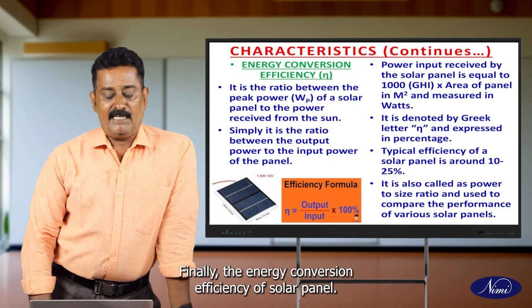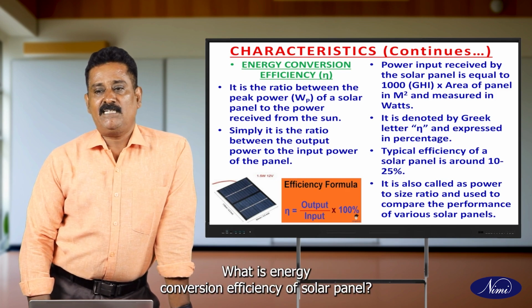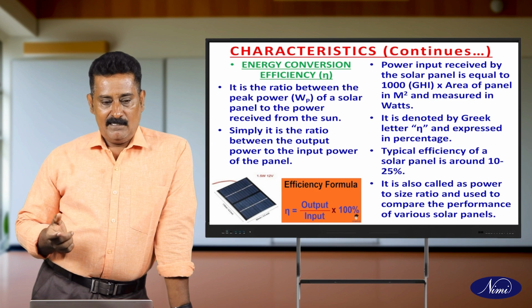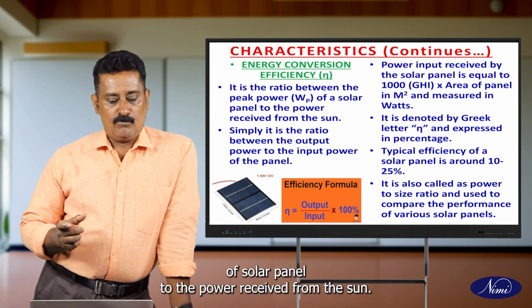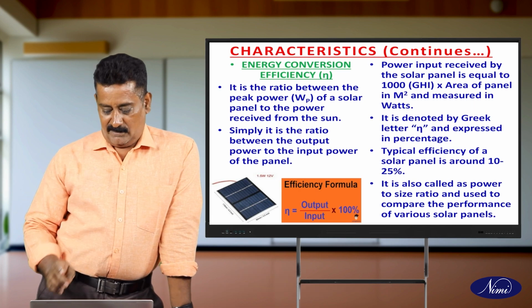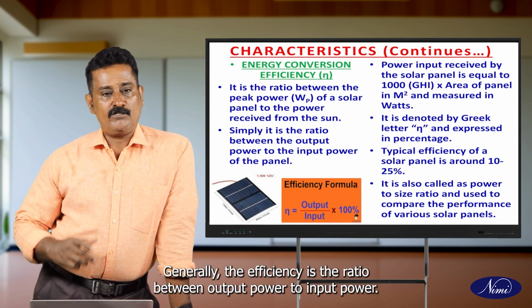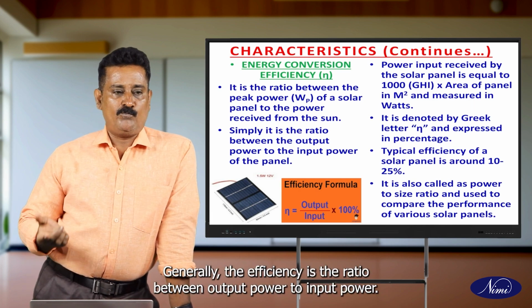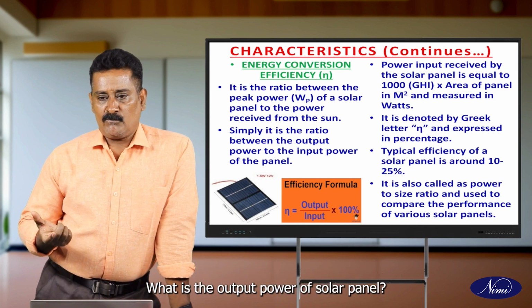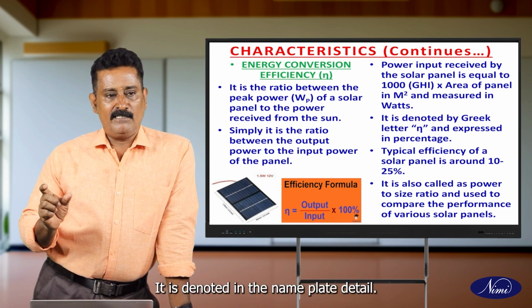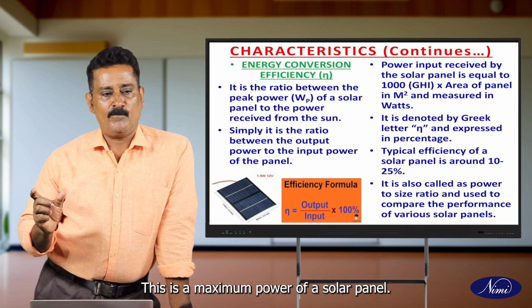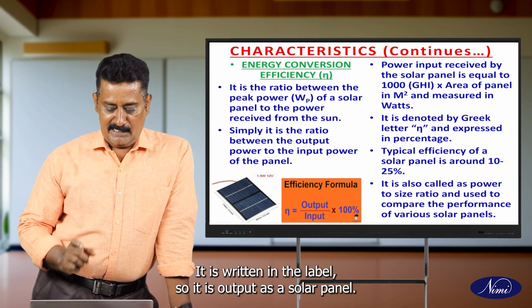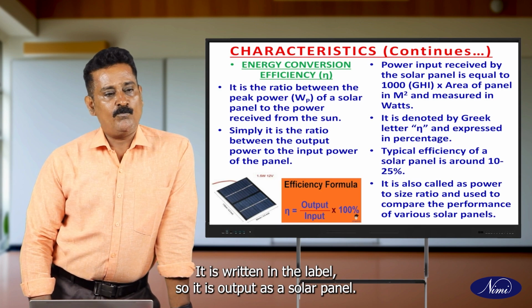Finally, the energy conversion efficiency of a solar panel. What is it? It is the ratio between the peak power of the solar panel to the power received from the sun. Generally, efficiency is the ratio between output power and input power. What is the output power of the solar panel? It is denoted in the nameplate details under specification, the maximum power of the solar panel, written on the label. So that is the output of the solar panel.